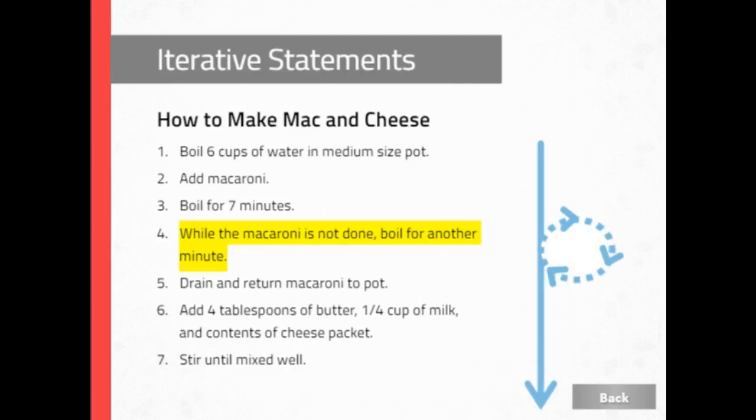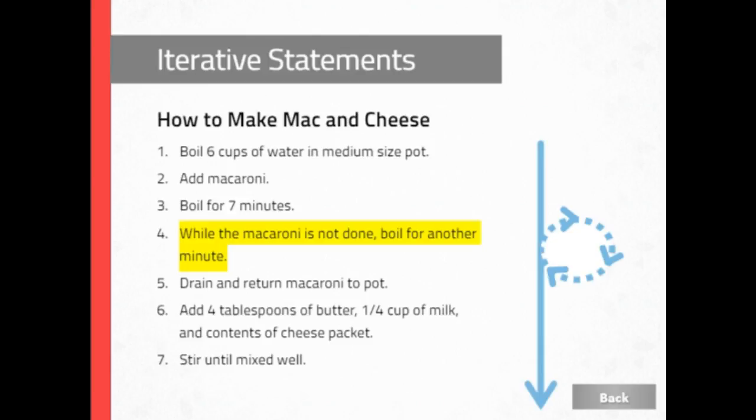Here's the same algorithm we saw in our earlier example, but with a new step added. In this algorithm, we complete all the steps up to and including boiling the macaroni for 7 minutes. But then we enter an iterative or looping operation. In this step, we test to see if the macaroni is done.